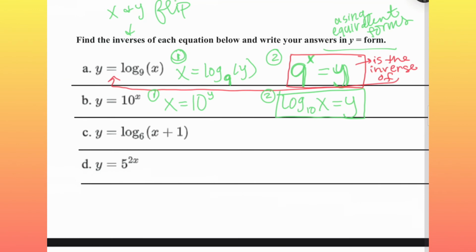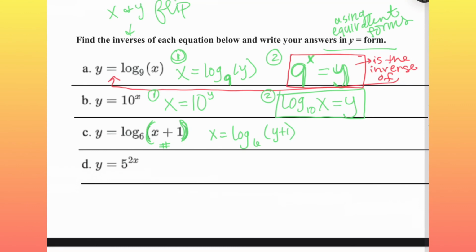Now for part C, don't get freaked out by x plus 1. That stuff in the parentheses is still just the value, or that number symbol that we used previously. So all of the same rules apply. First, I'm going to flip my x's and my y's. Then I'm going to write it in the equivalent form.